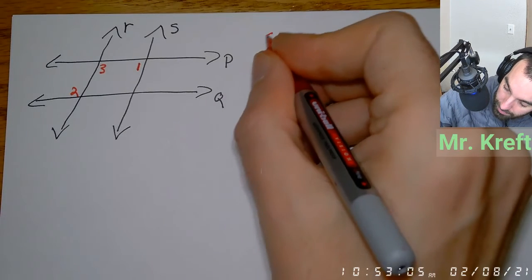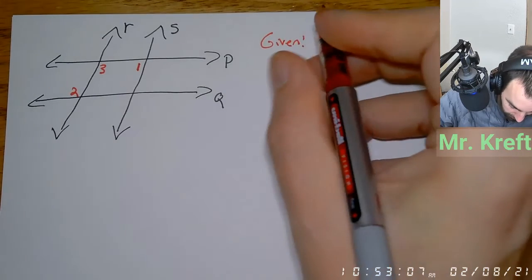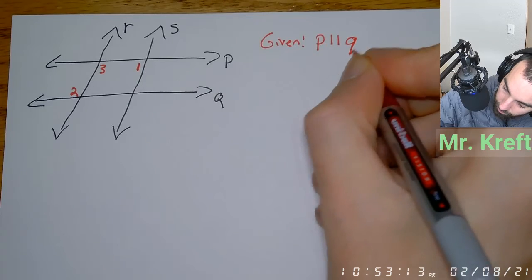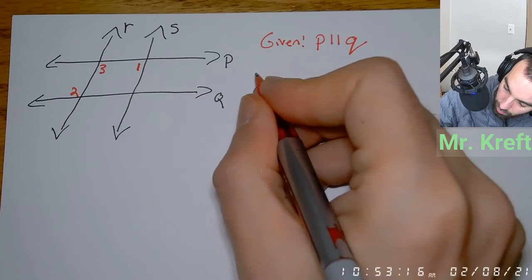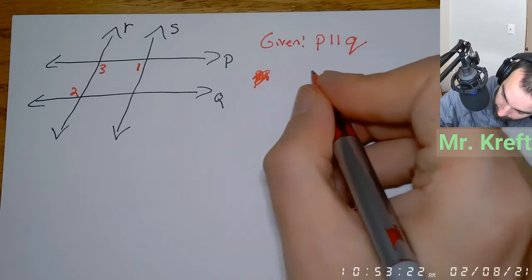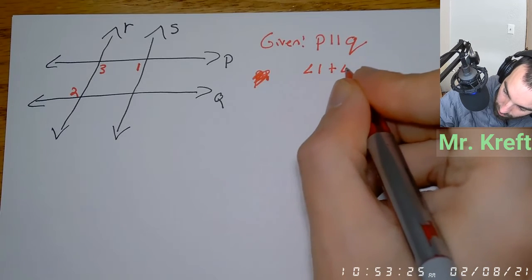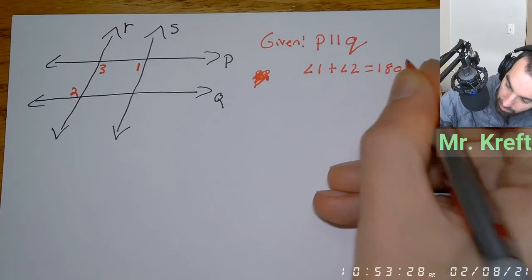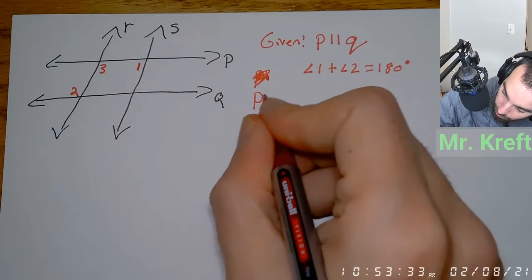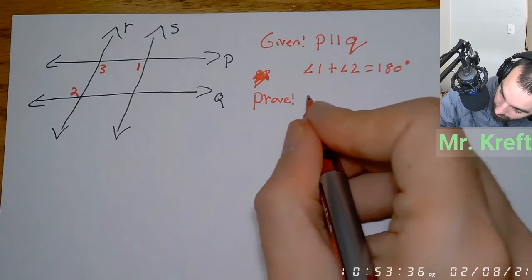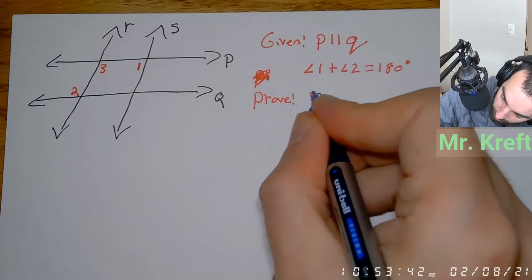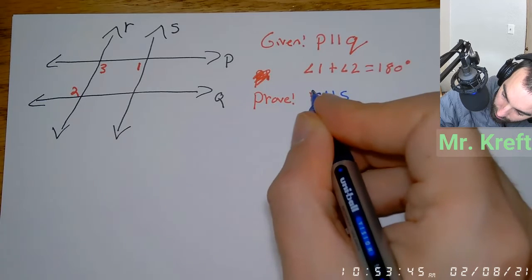Okay. And we're going to have a given. And our given is going to be P is parallel to Q. And we're going to prove, nope, I have one more. And angle 1 plus angle 2 equals 180 degrees. Those are my 2 givens. Okay. We're going to prove that R is parallel to S.